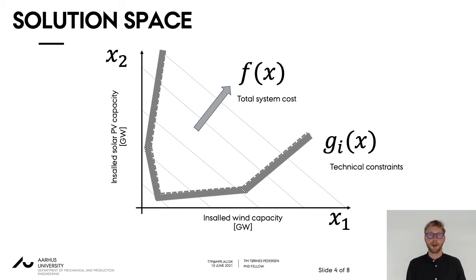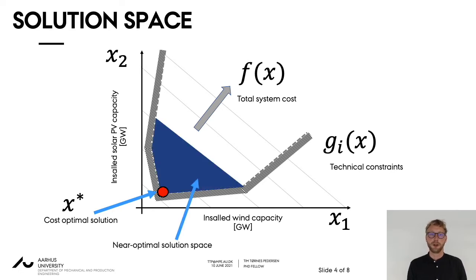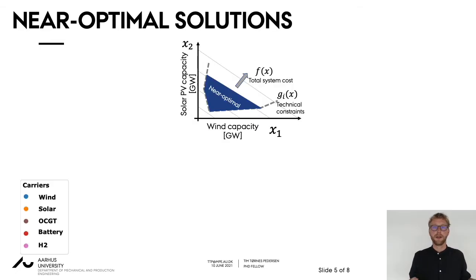Usually what we do when we apply an optimization algorithm is to find the cost optimal solution. That is, the solution with the lowest total system cost. But what we are interested in in this work is to look at solutions that are near the cost optimal solution in terms of total system cost, but have a different technology mix and therefore possess some other qualities than just having the lowest total system cost. These solutions are marked here with the blue region, and we refer to this group of solutions as the near optimal solution space.